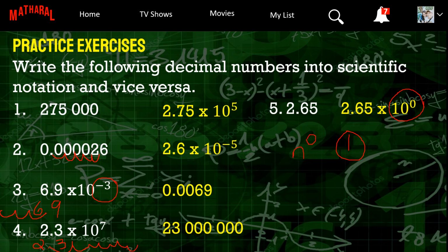Any number raised to 0 is equal to 1, maliban na lang kung si N o si number ay 0. Hindi po dapat siya maging 0. Si capital N po iyan, ayan, number. So, please be mindful po sa special case na ito. Kaya that's why number 5 is one of the very tricky decimal numbers. Yun lamang po, at maraming salamat po sa pakikinig.